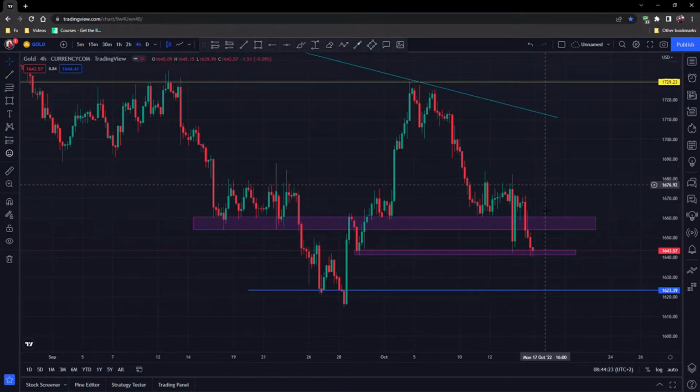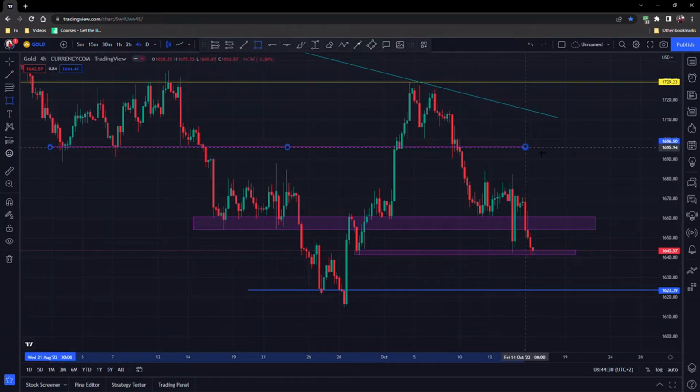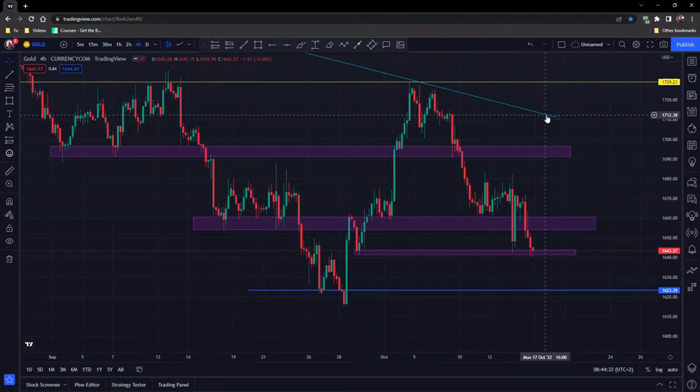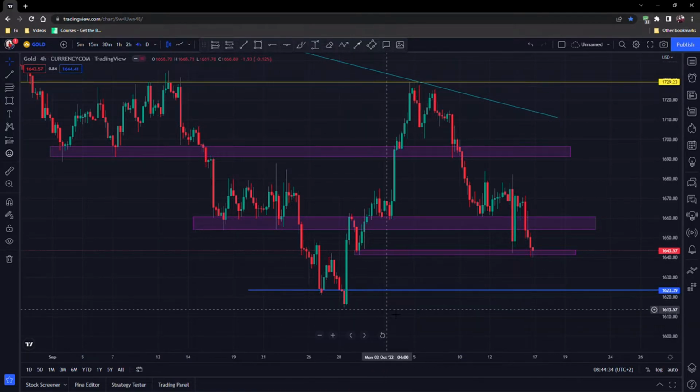But if it does shoot up and give us a retest, we'll enter our buy entry, looking at this area right here as our first target, and then that overall area there is our overall target. But yeah, that's gonna be it also for gold.